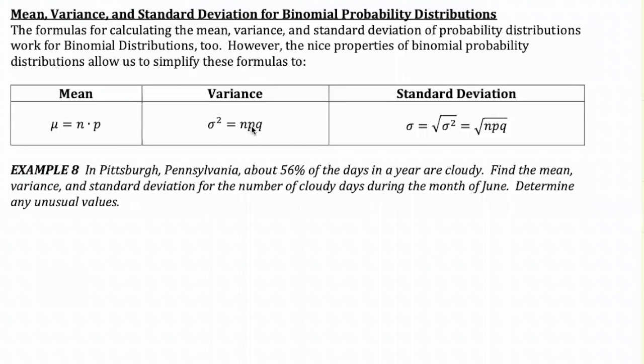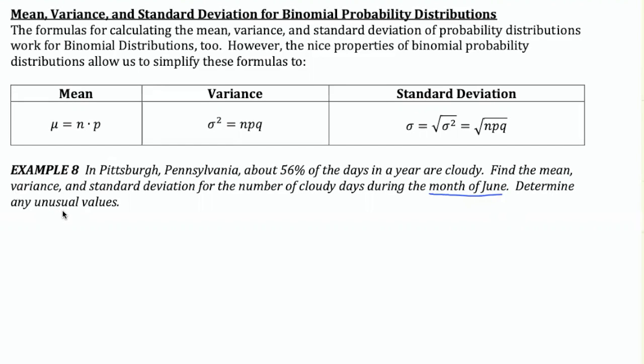Variance is just n times p times q, number of trials times probability of success times probability of failure. And standard deviation, you just take the square root. So this is a much simpler process than using the formulas from the previous section. And again, this will only work for binomial probability distributions. So in example 8, we're talking about Pittsburgh, Pennsylvania, and apparently, depressingly, 56% of the days in a year are cloudy. We're going to find the mean, variance, and standard deviation for the number of cloudy days during the month of June.